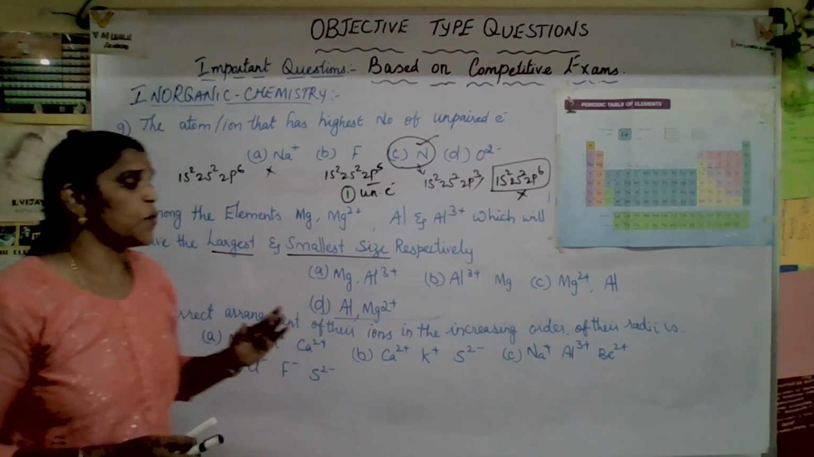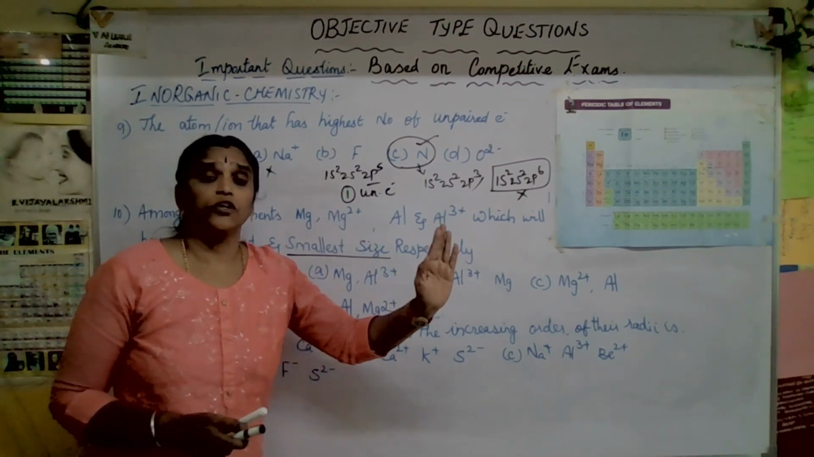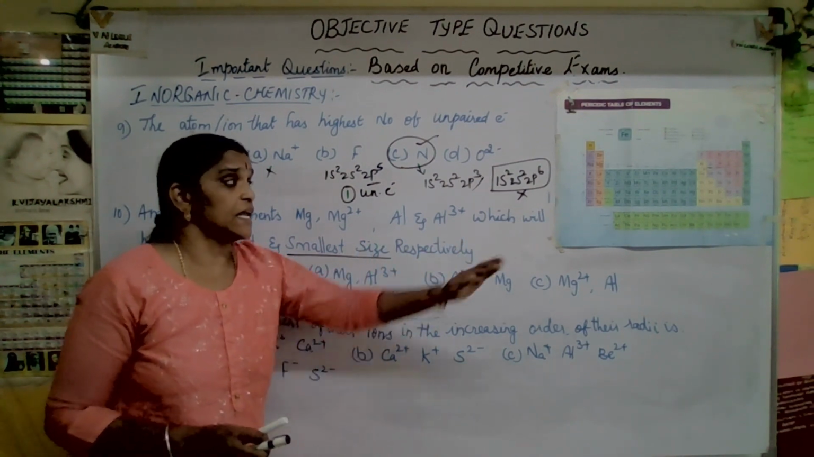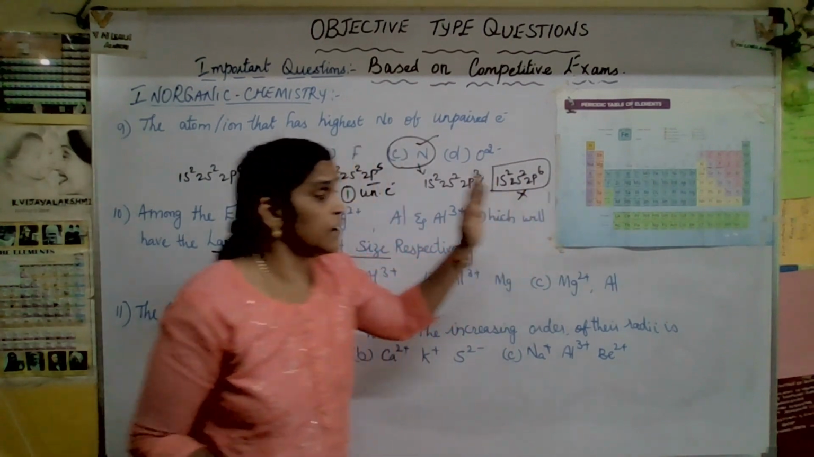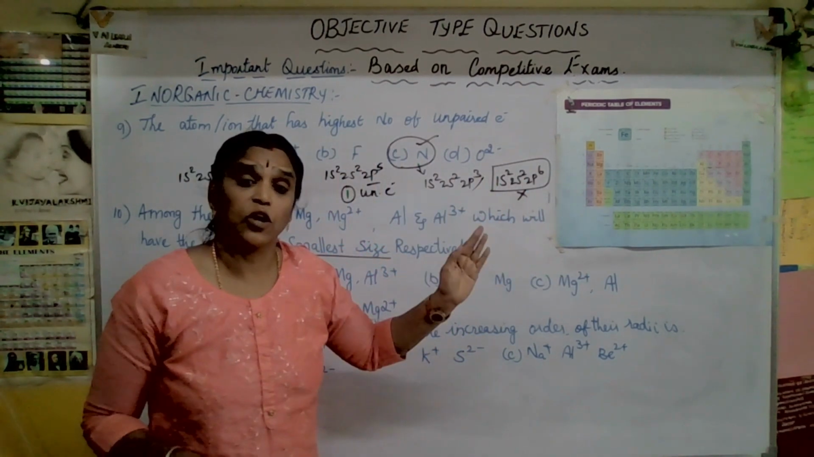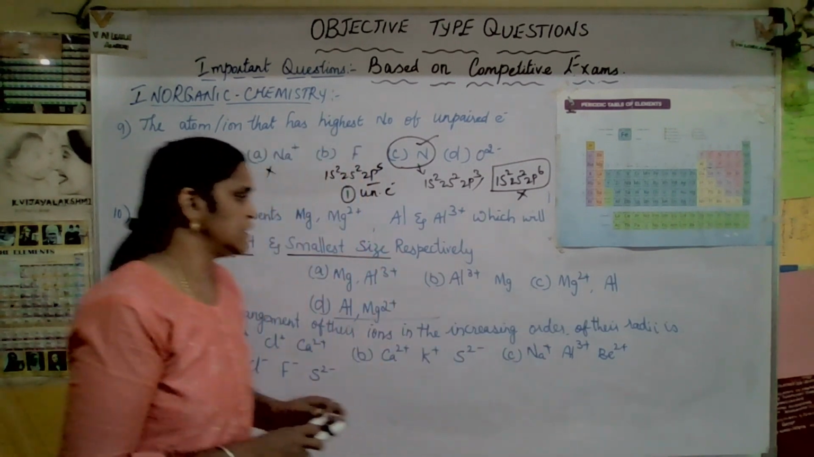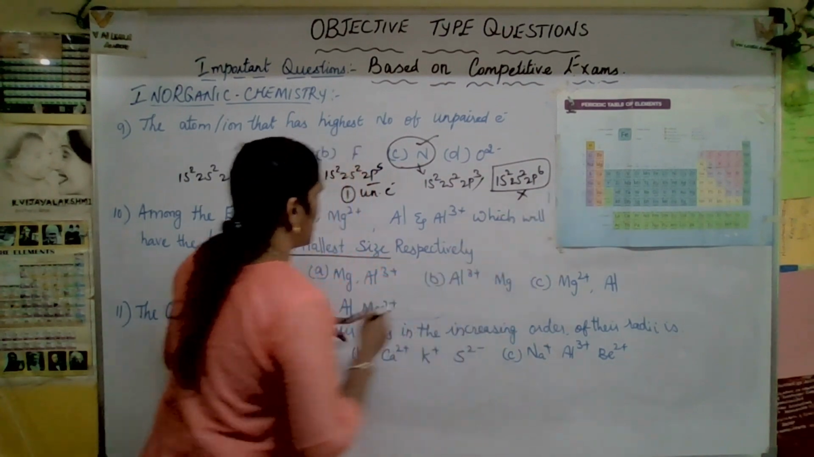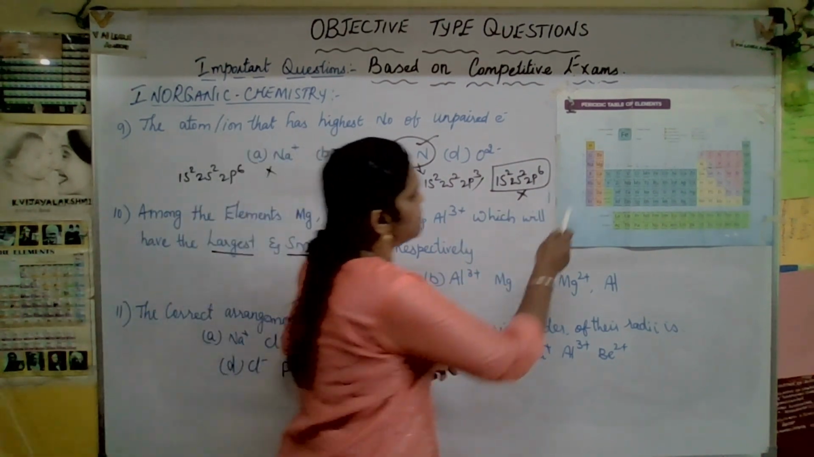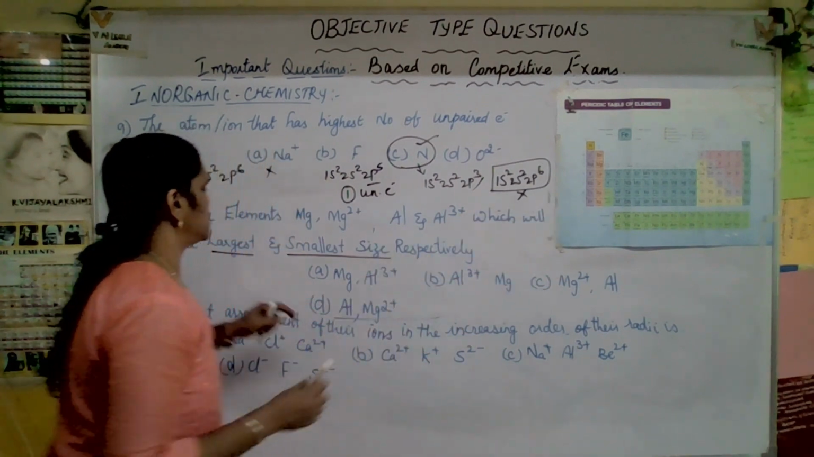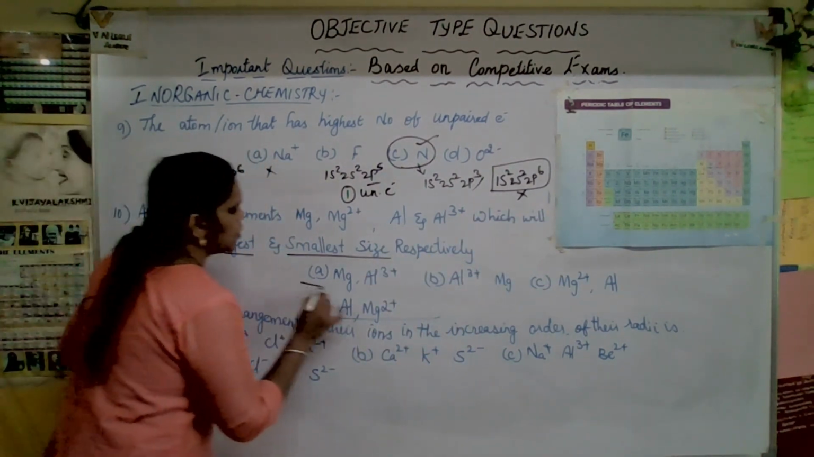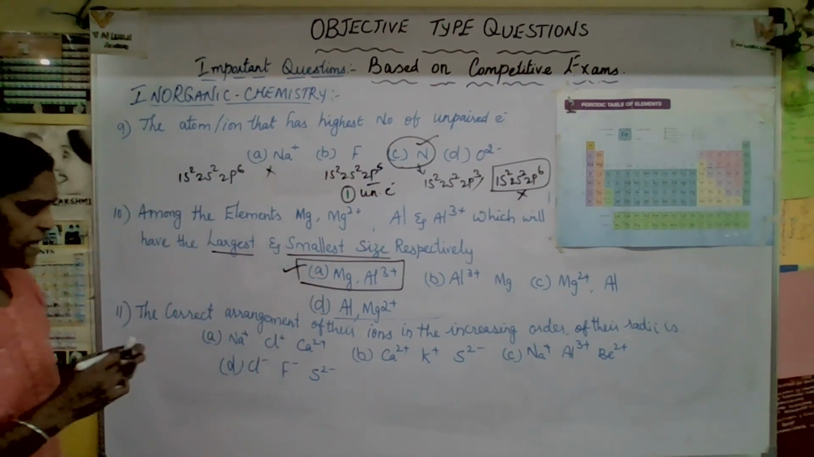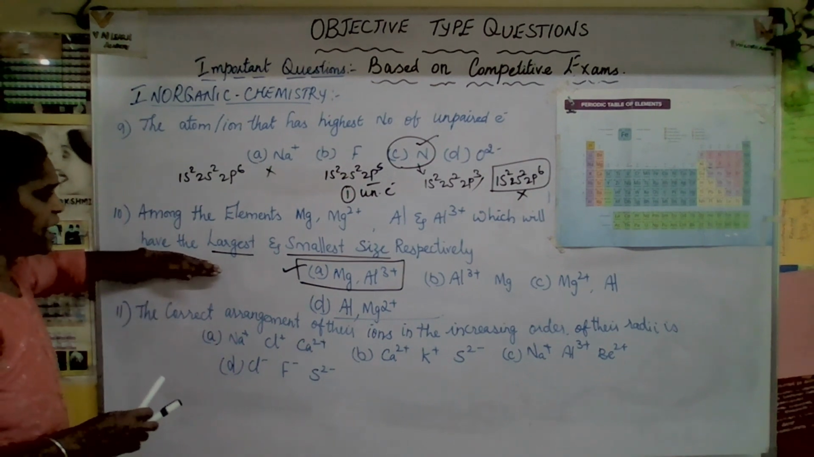Now the second point: generally from left to right in a period, ionic and atomic size will be decreasing. So which option will be correct? Magnesium and Al3 plus, size is decreasing. So the largest and smallest will be option A, the correct option. I hope you got a clear idea about this point.